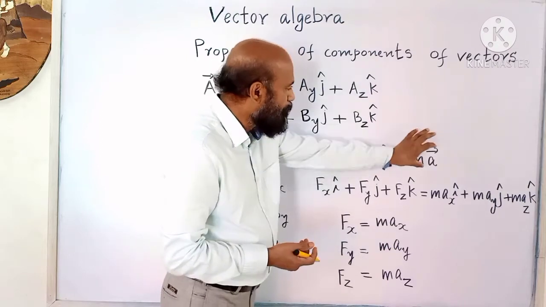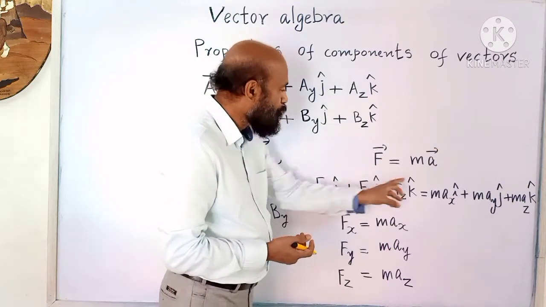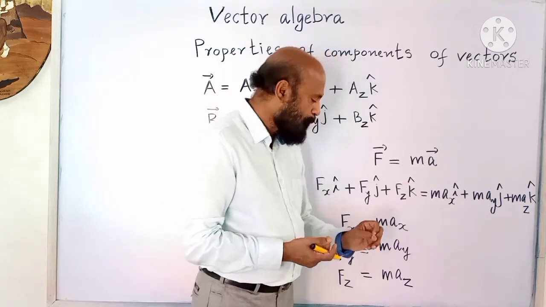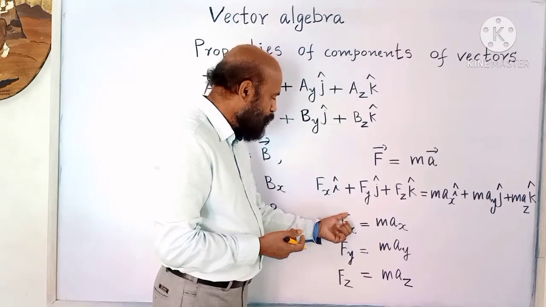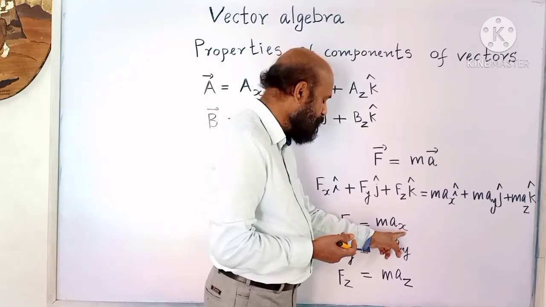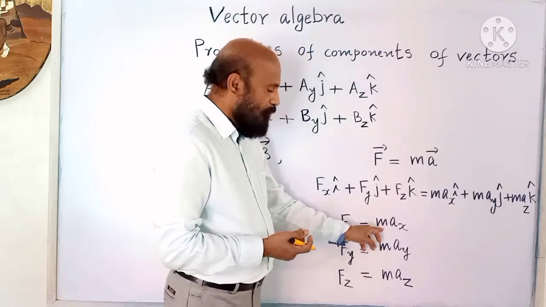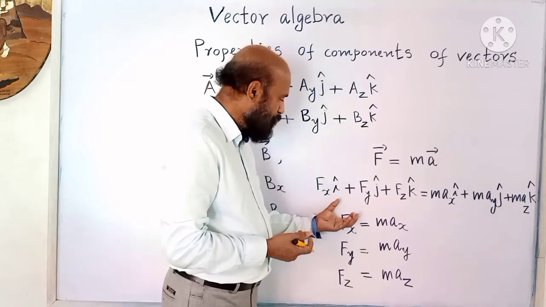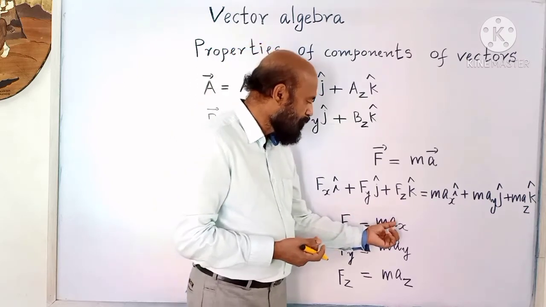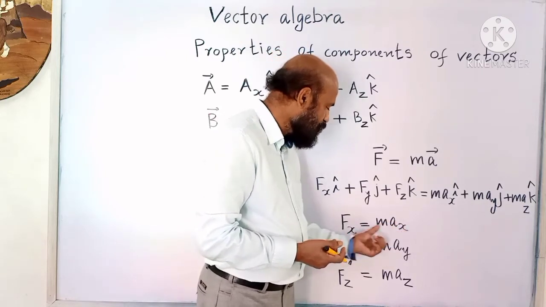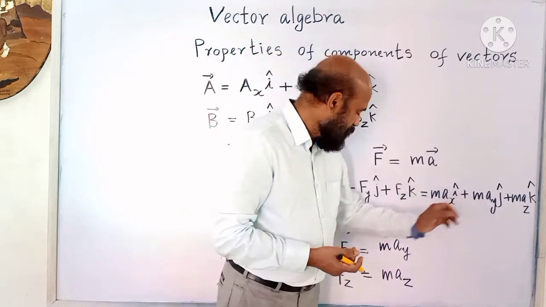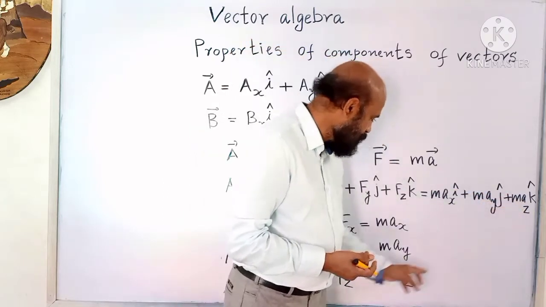Now since F is equal to m a vector, the corresponding components should be equal. Fx, the x component of the force, is equal to m ax. That means the x component of the force should be equal to the x component of the acceleration multiplied by mass. So the force along the x-axis is producing the acceleration along the x-axis. So Fy is equal to m ay. Then Fz is m az.